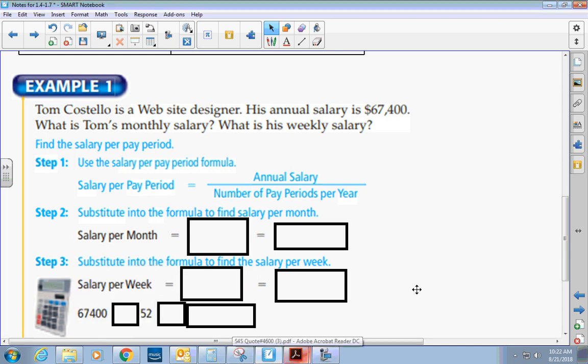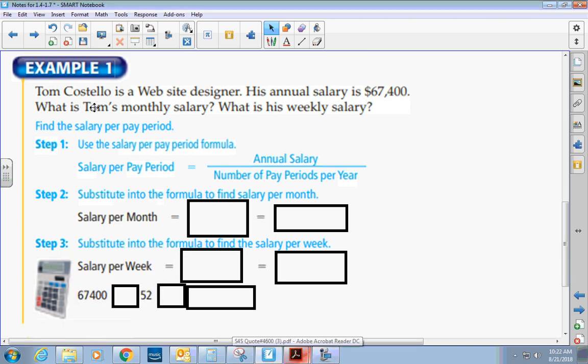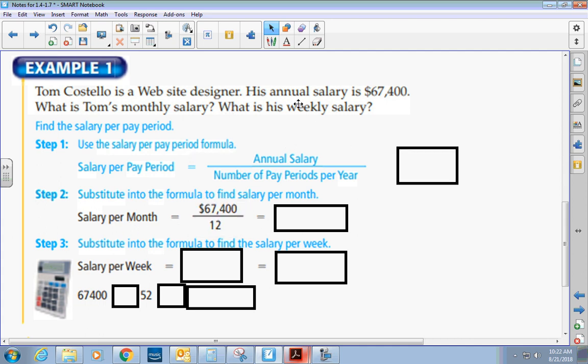All right, so let's see how to calculate. We got our friend Tom here. Tom Costello is a website designer. His annual salary is $67,400. What is his monthly salary and what is his weekly salary? So to figure out the salary per month, we're going to take the $67,400 and divide it by 12.